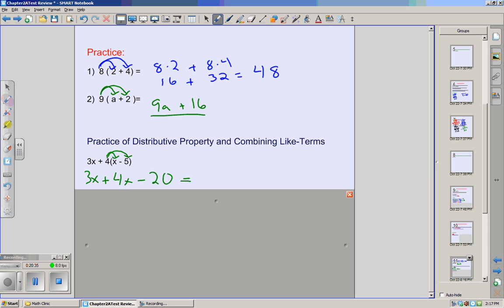When I look at this problem, I see that I can combine like terms. The 3x and the 4x both have the x variable attached, which indicates that I can do the 3x plus the 4x, which gives me 7x. And the 20 does not have a variable, so I am not able to combine that with the other terms. 7x minus 20 is my final answer.